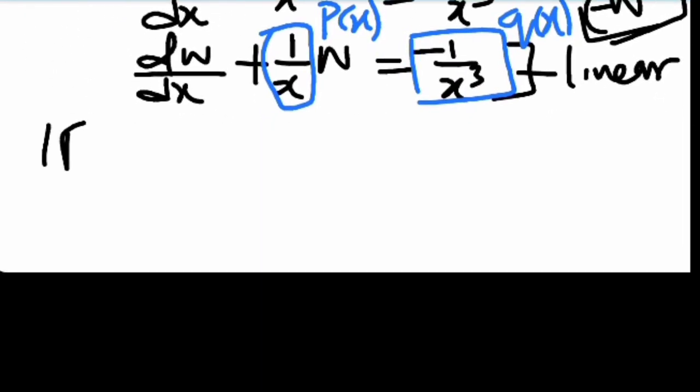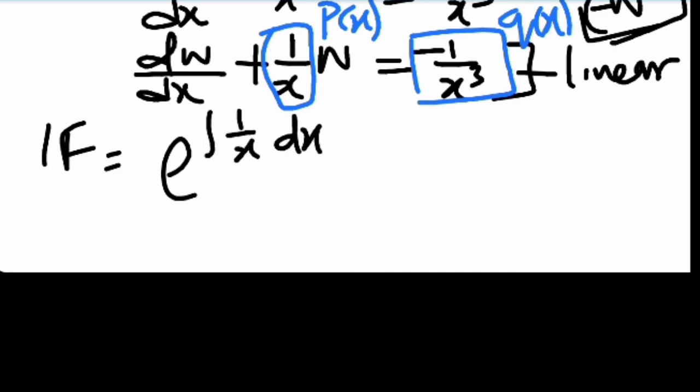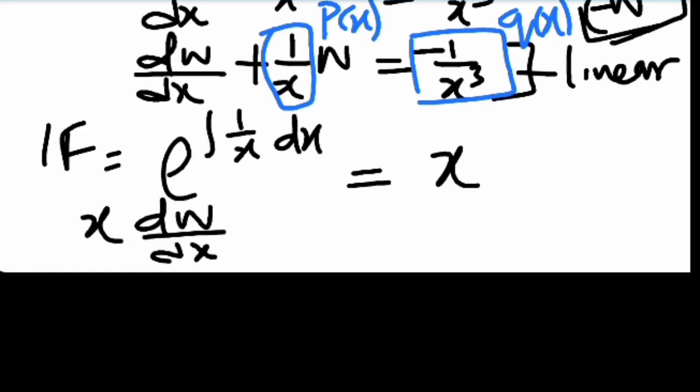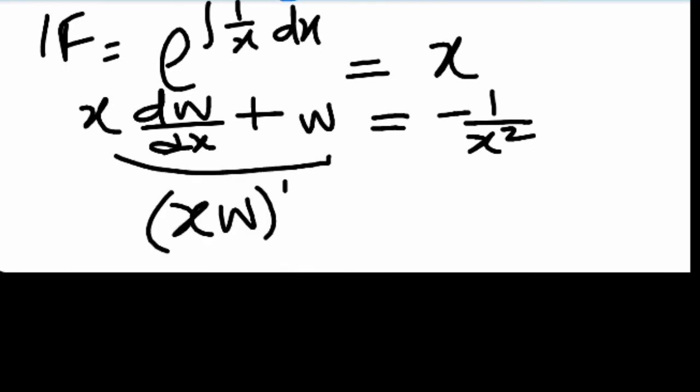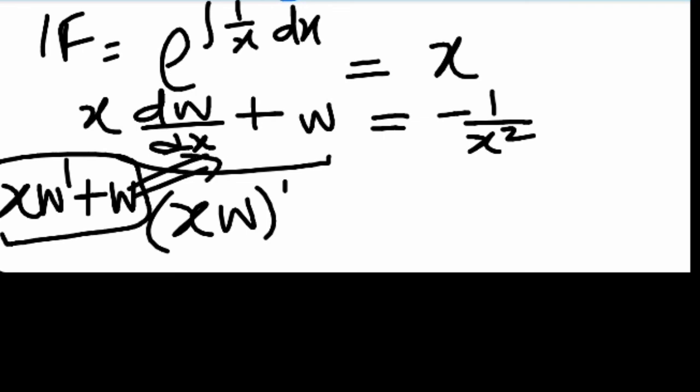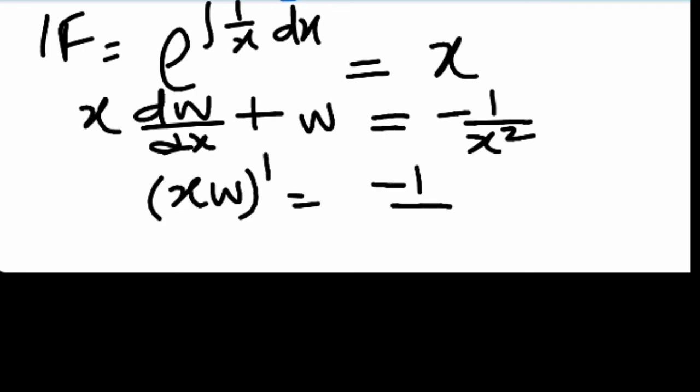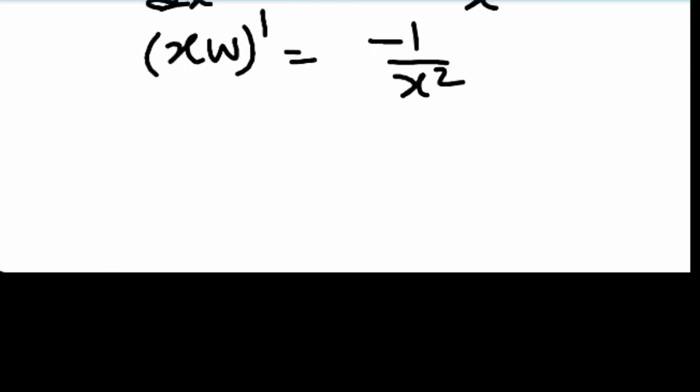Our integrating factor is equal to exponential integral of 1 over x dx, because it's p of x. This is equal to x. We have dw by dx times x plus w is equal, multiplying by x, to minus 1 over x squared. So I'm faced with solving this linear equation. This side is equal to xw prime. How do we see this? Differentiate this. We have xw prime plus w, which is the same as this, is equal to minus 1 over x squared. So I'm left with solving this, integrating both sides.